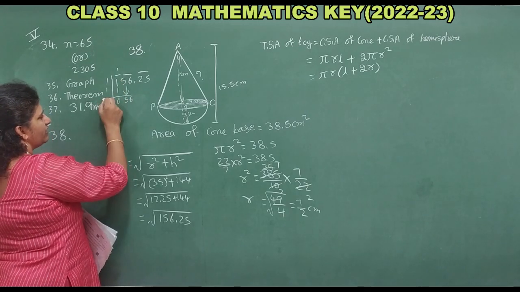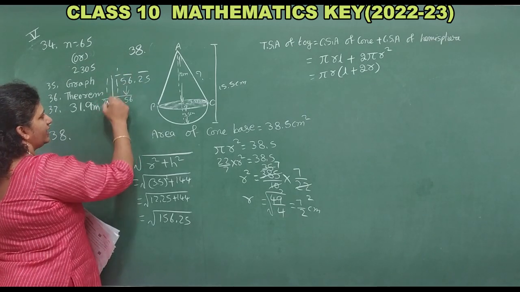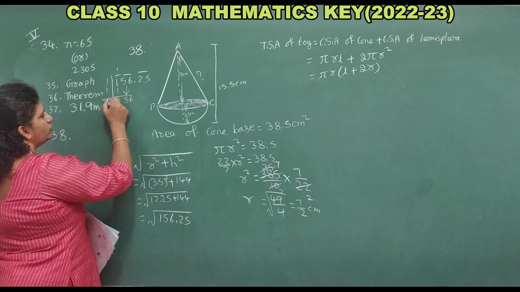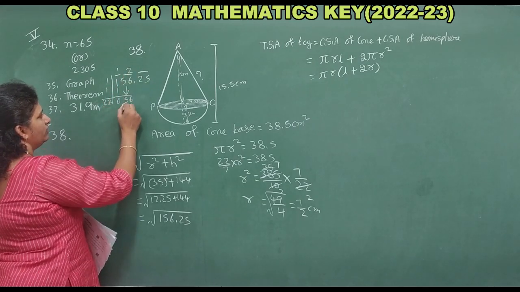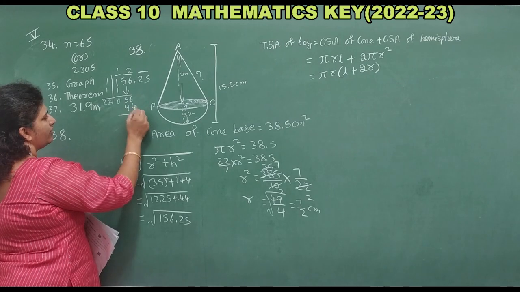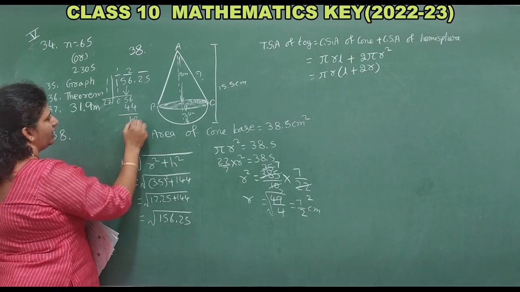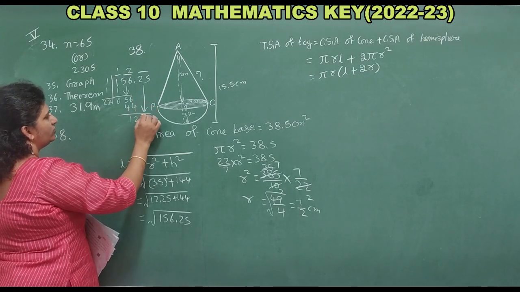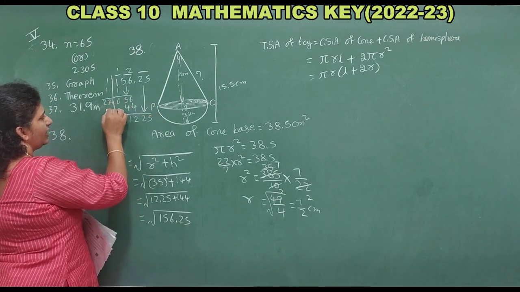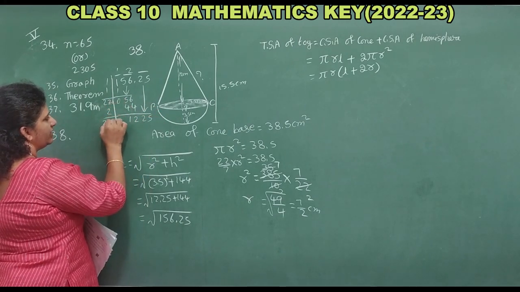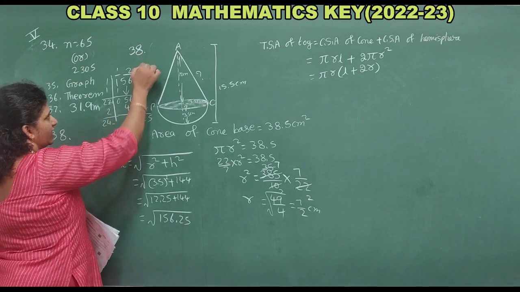Add 1 plus 1, it will be 2. And take the same numbers here. 22 2s are 44. Subtract, 2, 1. And bring this side down, 25. And again 22 plus 2 will be 24. Same number you should take here and here.